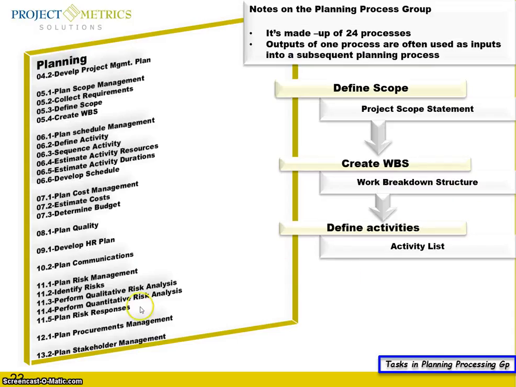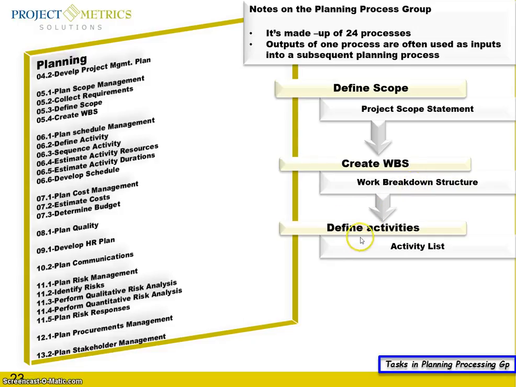That's the task that you have to accomplish. Regarding the planning process group, it is made up of 24 processes. The outputs of one process are often used as inputs to the subsequent planning process. For example, when you define scope, the output is the project scope statement, which you use as input when you create the work breakdown structure. The output here, the work breakdown structure, you are going to use as input when you define activities.